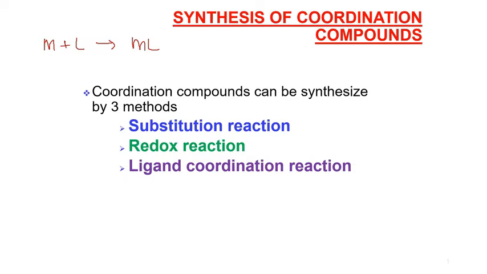So there are three ways to synthesize metal complexes. First is by substitution reaction, second redox reaction, and finally ligand coordination reaction. For this topic we will only focus on substitution reaction and ligand coordination reaction. Redox reaction you have actually learned, not totally regarding metal complexes, but you have learned redox reactions during your physical class.